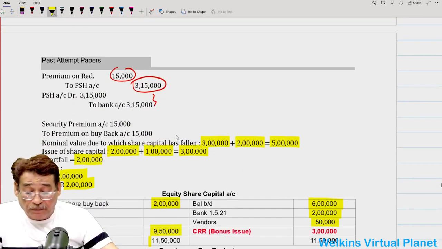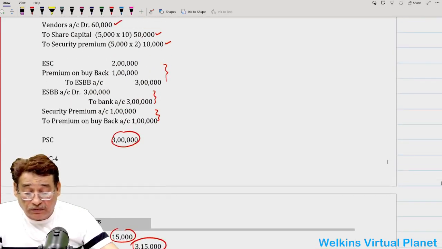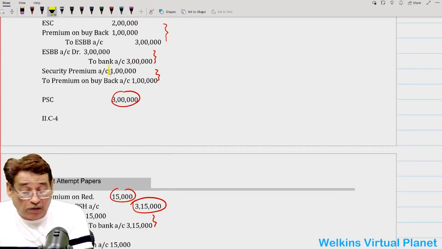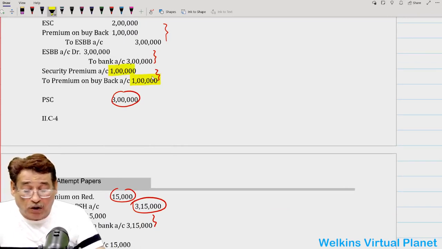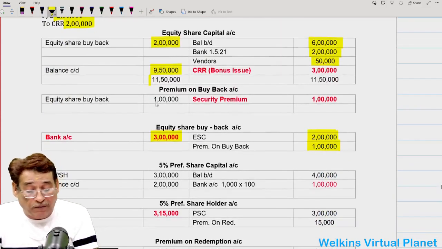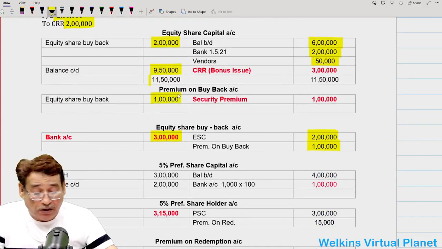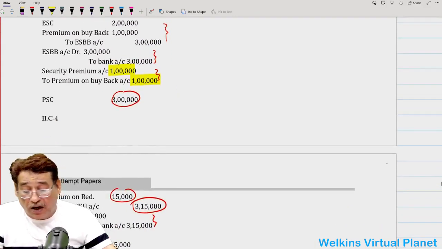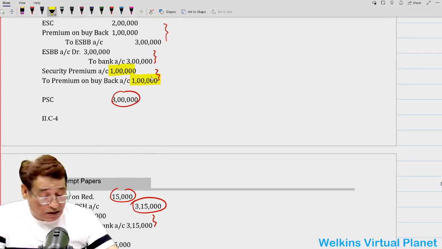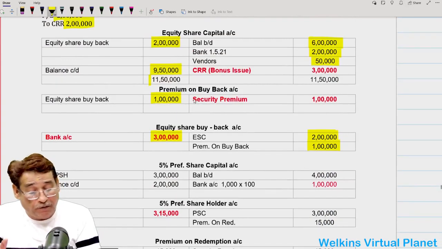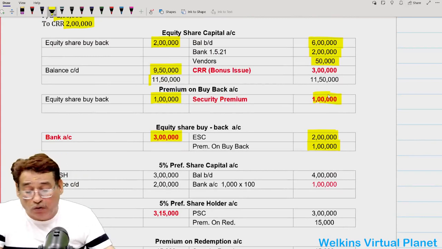And then whatever premium is there, we have written off this premium: security premium account debit 1 lakh to premium on buyback. So security premium account will get debited. In the security premium, I will write to equity share buyback account. Correct. This is the entry. And in the premium on buyback account, we have written by security premium 1 lakh. Is it clear to you? This is how it is so far.